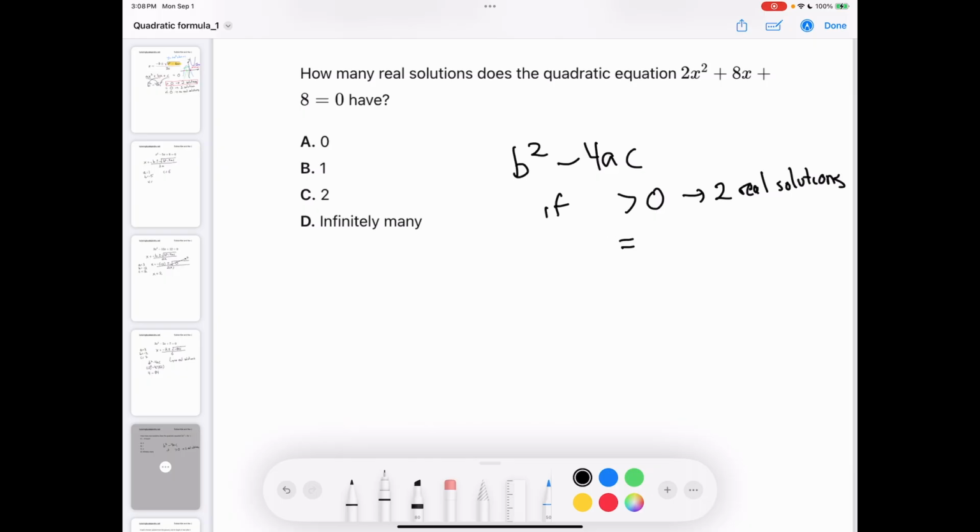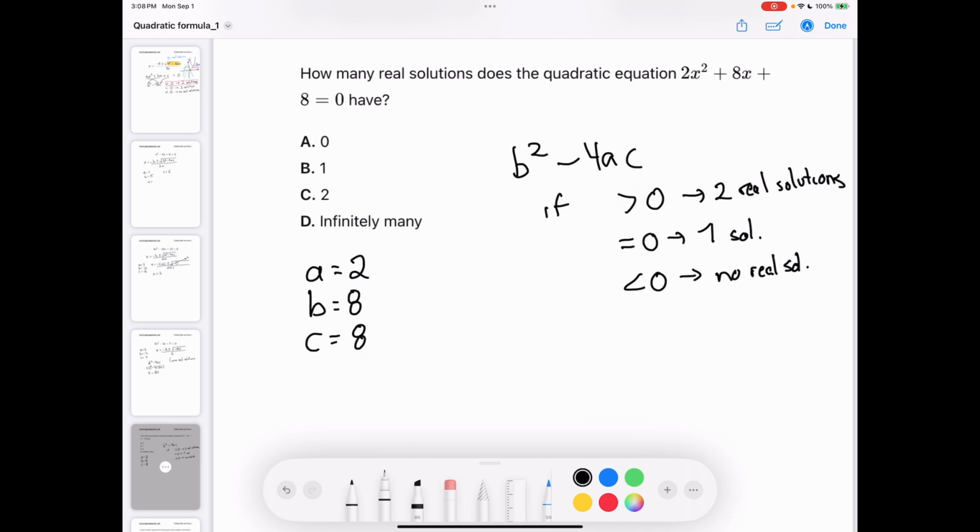If it's equal to 0, you have just 1 solution. And if it's negative, or less than 0, you have no real solutions. So let's calculate the discriminant for this equation. We have a equal to 2, because it's accompanying the x squared. b is equal to 8, because it's with the x. And c is equal to 8.